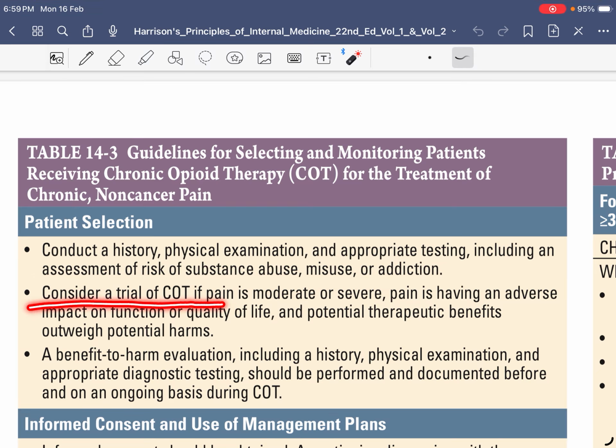Consider a trial of COT, chronic opioid therapy, if pain is moderate or severe, pain is having an adverse impact on function or quality of life, and a potential therapeutic benefit outweighs potential harm. A benefit to harm evaluation, including a history, physical examination, and appropriate diagnostic testing, should be performed and documented before and on an ongoing basis during COT, meaning chronic opioid therapy.